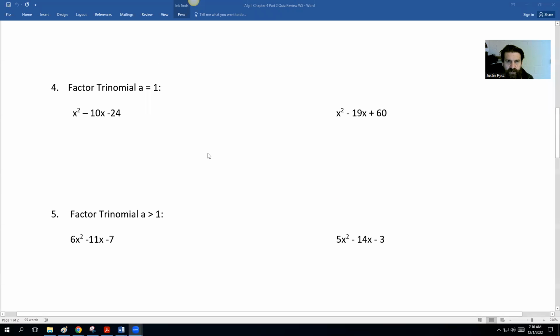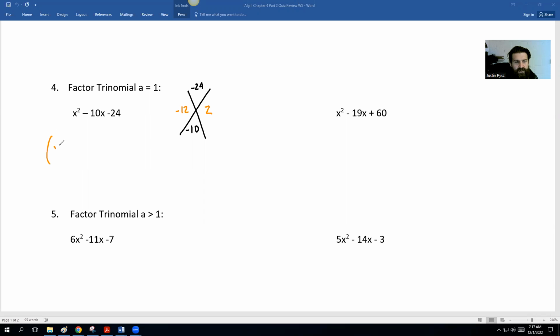Next group of factoring that we went over are the factoring the trinomials. So these are where we have our x's, we have our riddle. We try to figure out, okay, in this problem here, what two numbers multiply together to give us negative 24, add together to get the middle number, negative 10. All right, that would be negative 12 and 2. Negative 12 times 2 is negative 24. Negative 12 plus 2 is negative 10. So we would have an x minus 12 and an x plus 2.